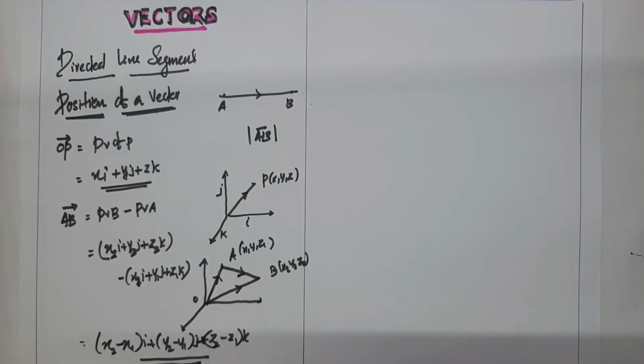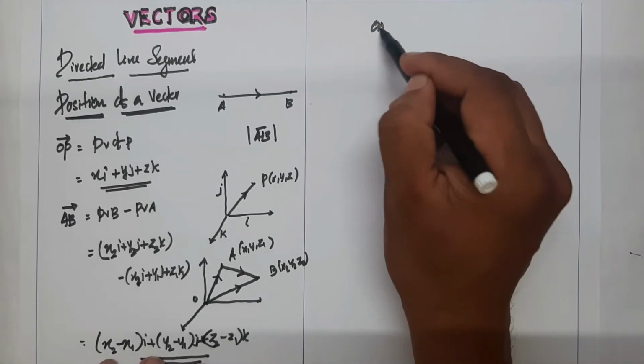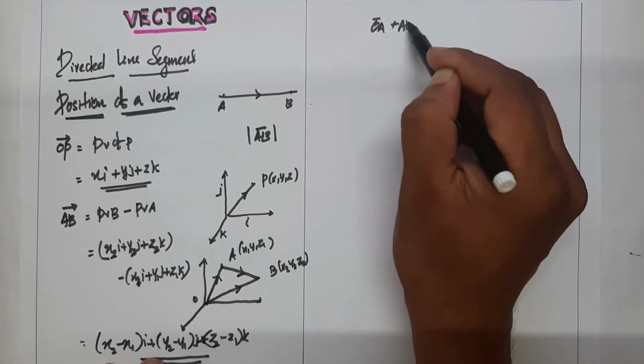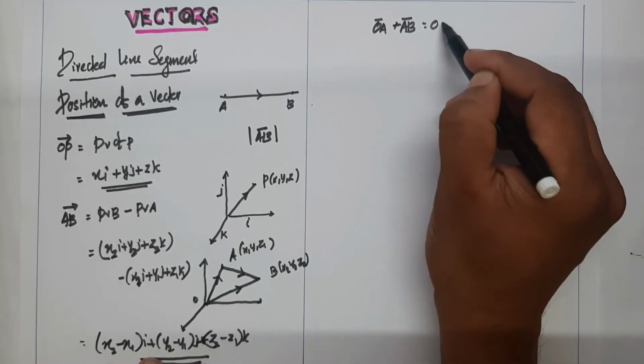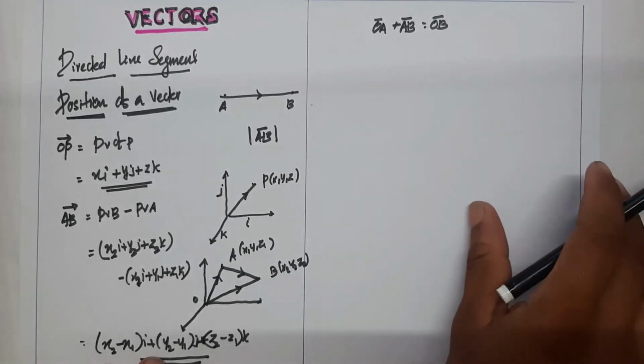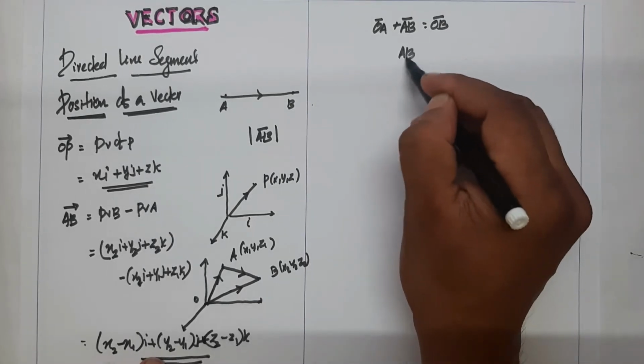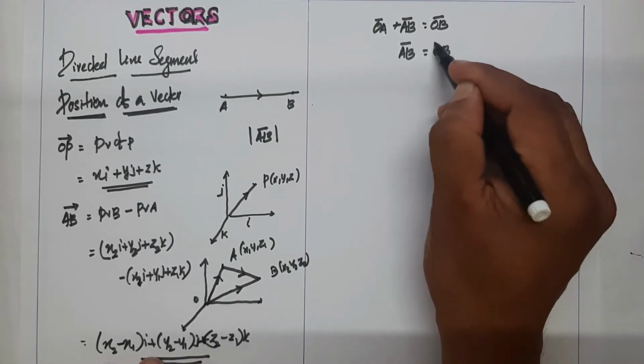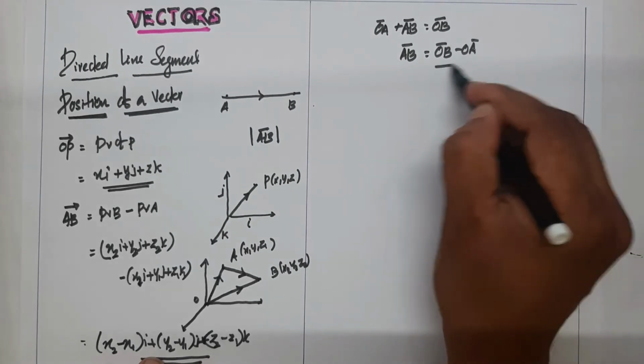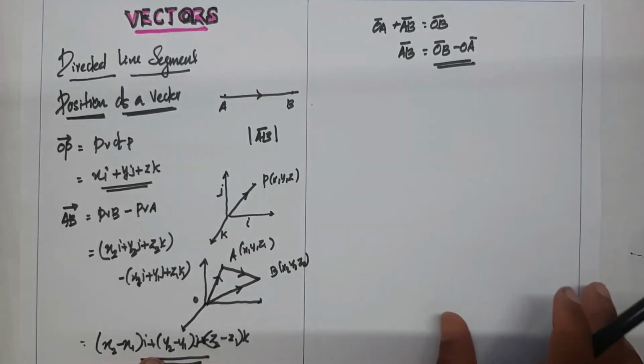This is developed using triangle vector addition. You already know that OA plus AB is equal to OB, and therefore AB is equal to OB minus OA. You already know the triangle law, and therefore vector AB is equal to vector OB minus vector OA. This same concept is used here.